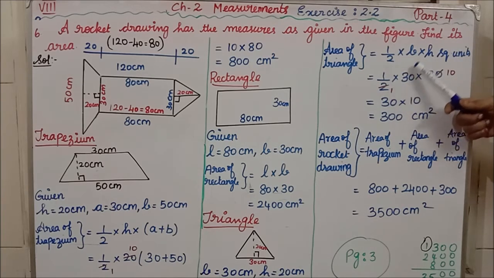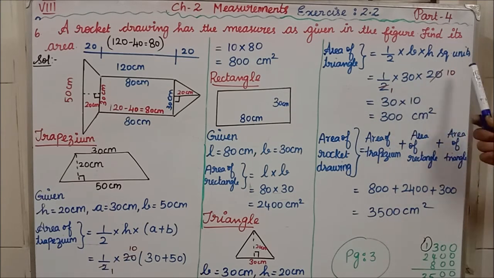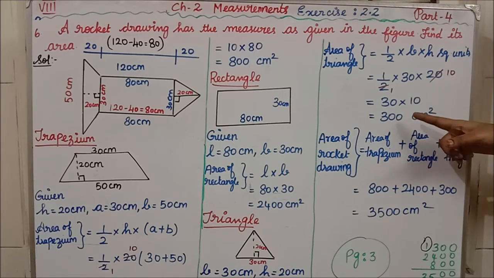Next step, half into base: base is 30, height is 20. I am cancelling 2 and 20, I am getting 10. So 3 into 10 is 300 centimeters square.